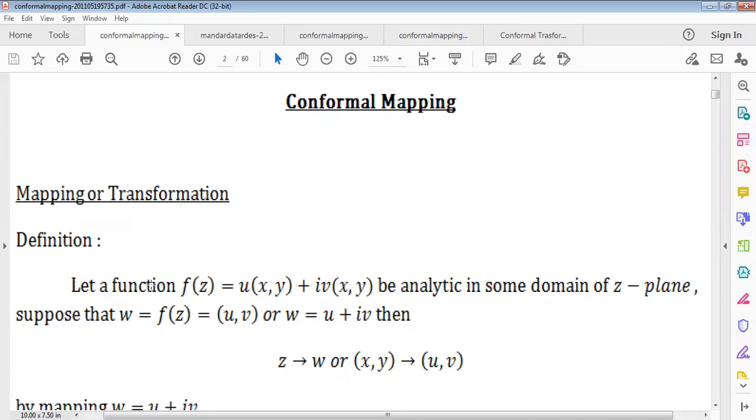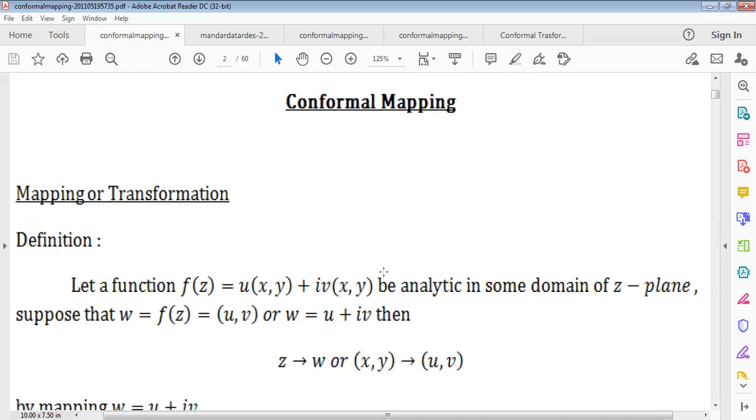Let us consider a function f of z. z is the complex number, z is equal to x plus iy. But if we take this f of z as a complex function, then f of z equals u of (x, y) plus i times v of (x, y). u is a function of x, y and v is also a function of x, y. For this complex function f of z, u is the real part and v is the imaginary part.